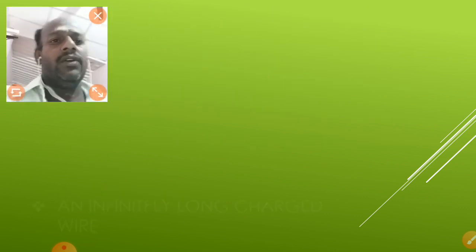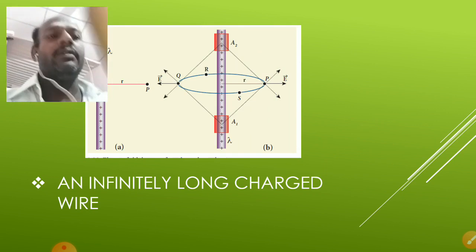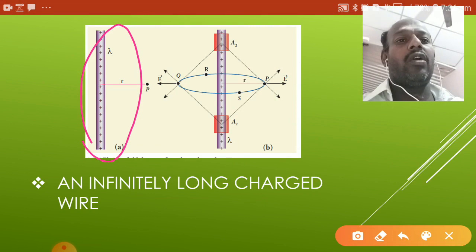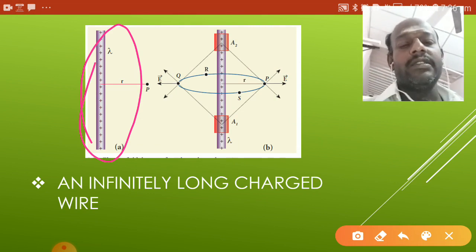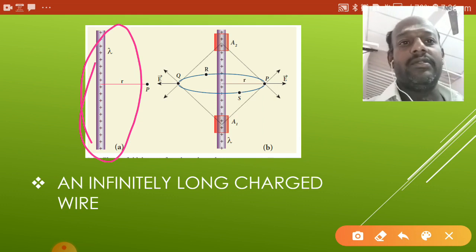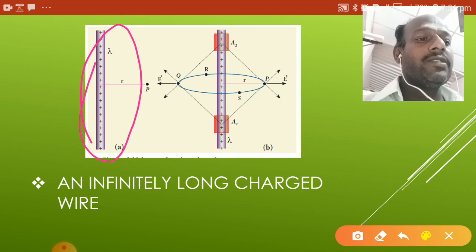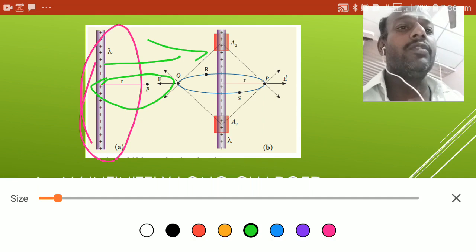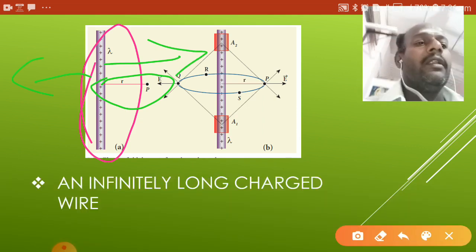First, we will start with an infinite long charged wire. Look at the picture. In that picture, this is an infinitely long charged wire. For my convenience, I have taken it to be made up of positive charge. Of course, we all know that for positive charge, the field lines will be radially outward in all directions.